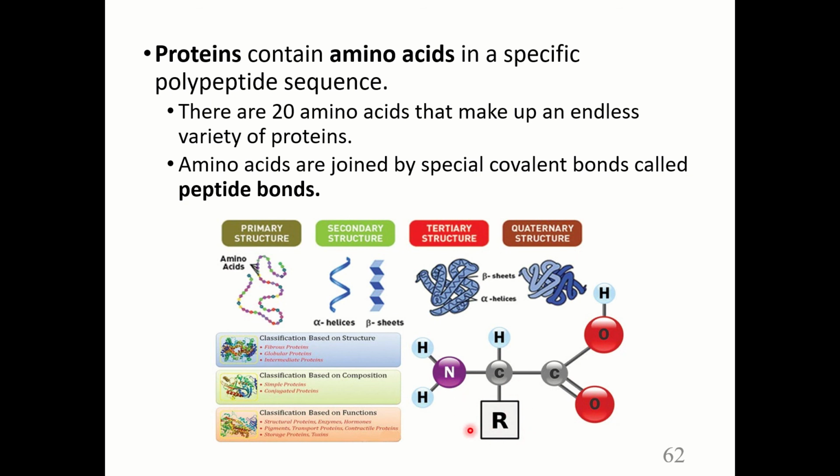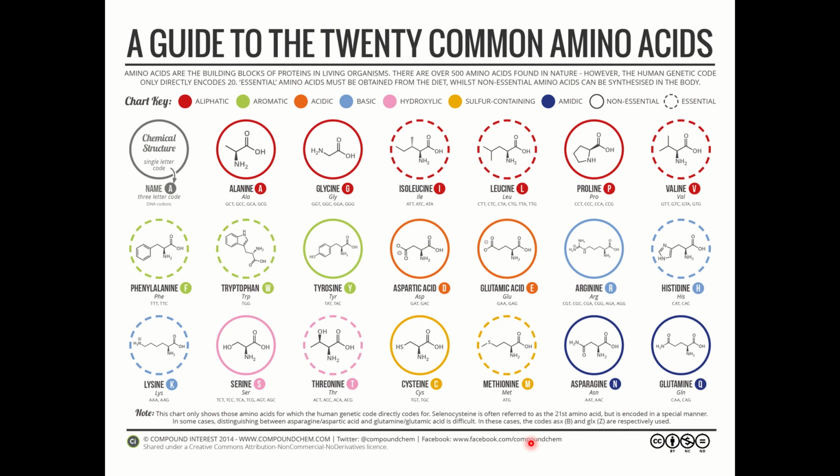And then this R group here is going to be unique to the particular amino acid. There are 20 amino acids, and thus there will be 20 different R groups. So here are the 20 amino acids. If they have a solid line, it means that they are non-essential. We make those in our body. If they have a dotted line, it means that they are essential. We cannot make those in our body, and we must eat them in our diet.